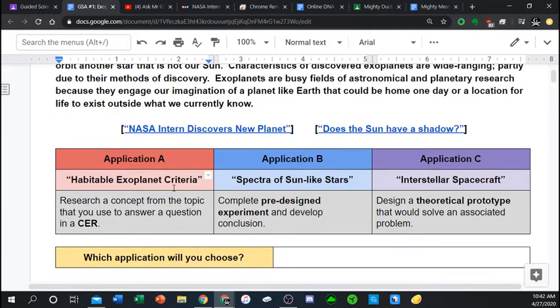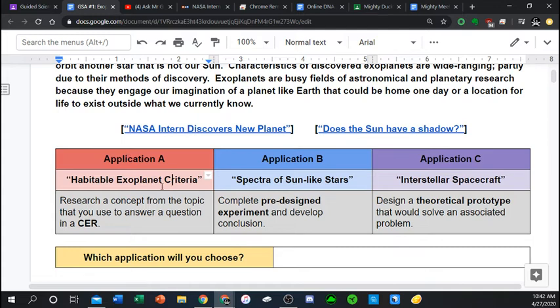So I'm going to go into that. All right? What does each one involve? Application A. The topic: habitable exoplanet criteria. You will be researching on your own what the criteria needs to be for an exoplanet to be declared habitable.